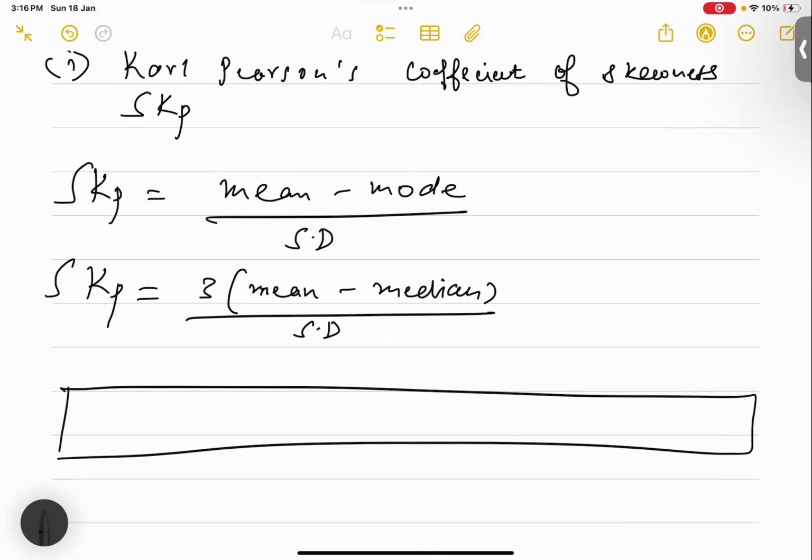Mean minus mode is thrice mean minus median. This also you should remember. Mean minus mode is thrice mean minus median.